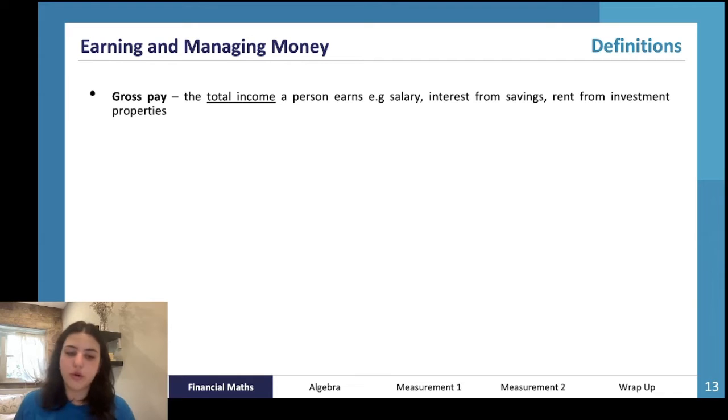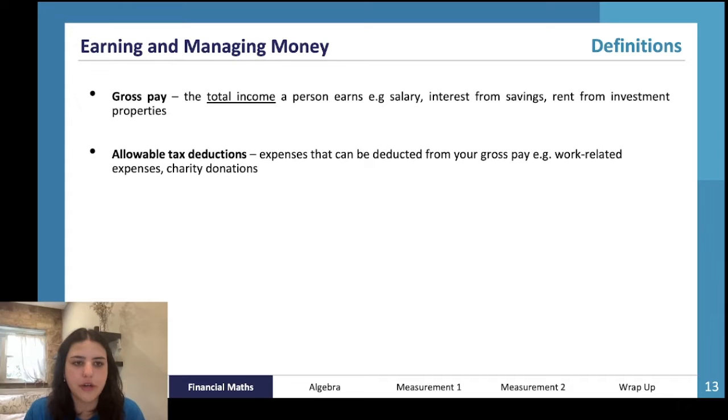The first thing is gross pay. So gross pay is the total income that a person earns. So it's their salary, interest from savings, rent from investment properties. It's all of the money that enters their bank account, right? We'll talk about deductions later, but you might earn money from babysitting, money from a savings account, money from work, money from netball training, right? This is your gross pay. This is everything that goes into your account.